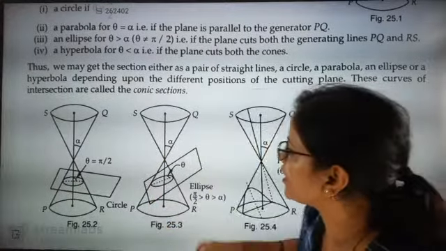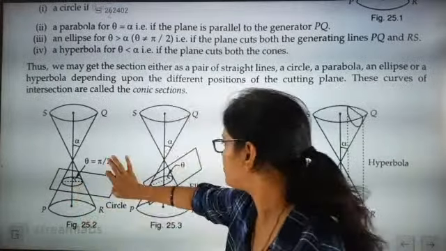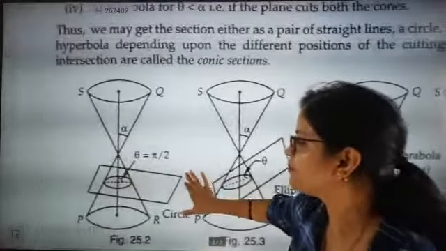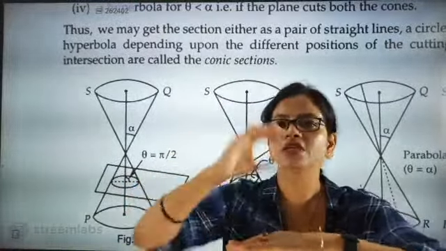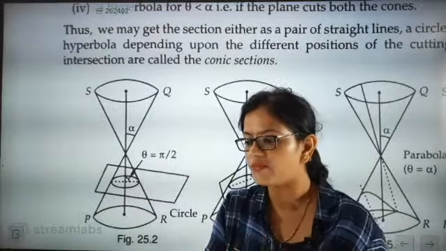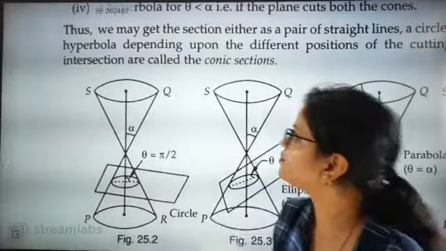Inclination angle beta. Now look here, the inclination angle you see. With this you will be able to understand what the plane is making with the cone, and that will become the inclination angle beta. That is what I am talking about.